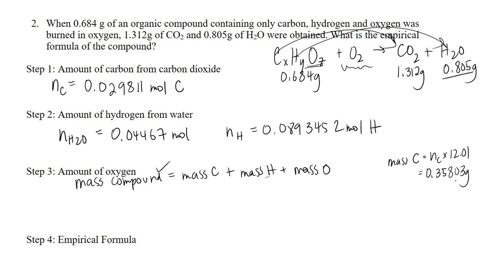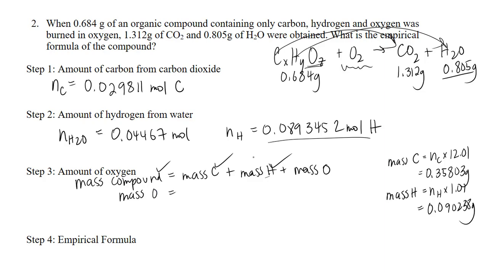0.35803 grams. Okay, we know how many moles of carbon are in this compound, so we can figure out how many grams of carbon are in that compound. Similarly, for the mass of the hydrogen, I know how many moles of hydrogen are in that compound, so I can figure out how many grams of hydrogen simply by multiplying by its molar mass. This is just the mass of just H, so I just multiply by the molar mass of H to get my grams of 0.090238.